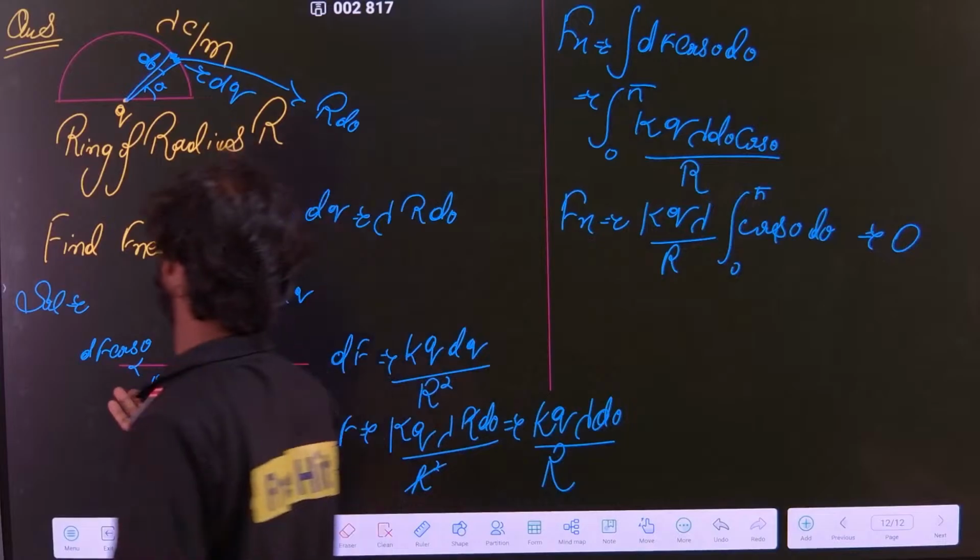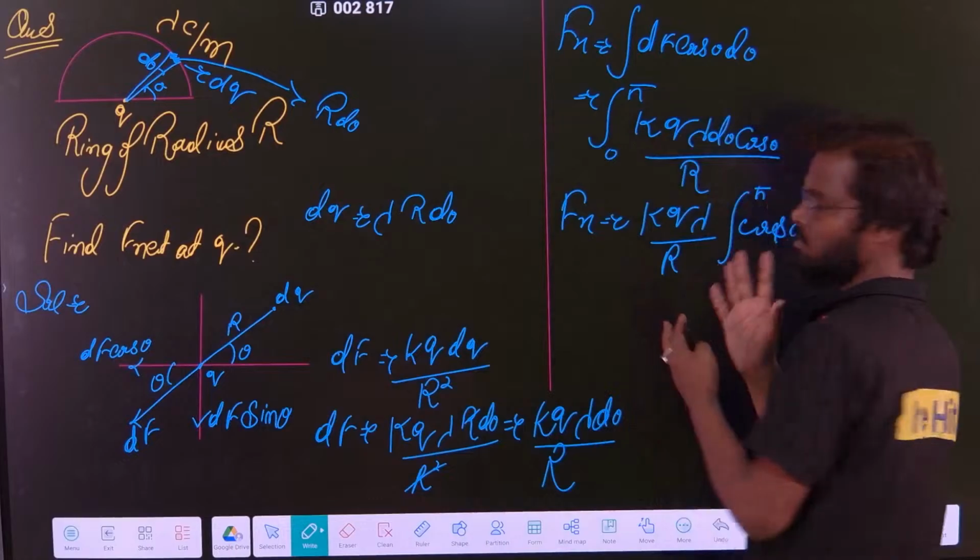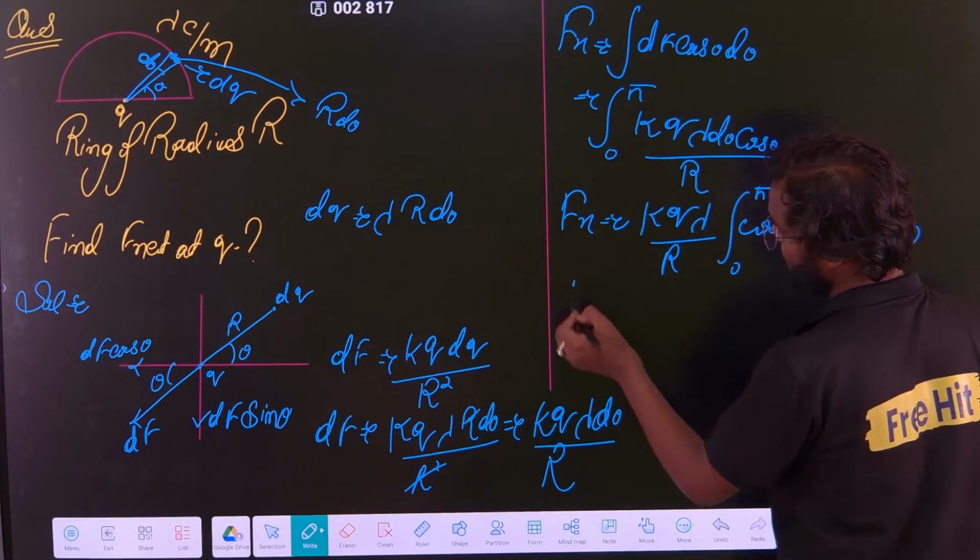And I have told you this horizontal component will automatically come 0, and whatever we have learned, we are getting the correct result. That means now let us take f vertical.